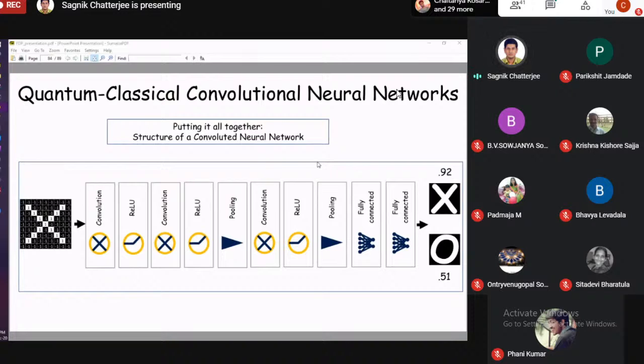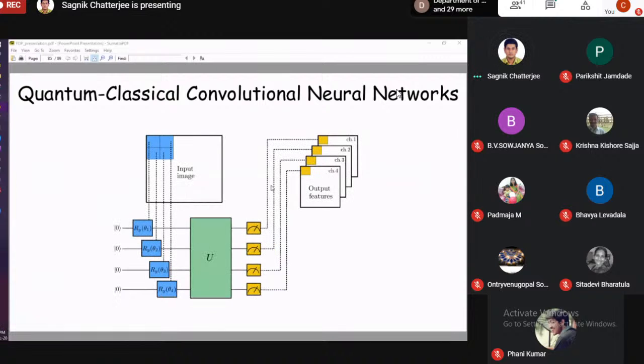On an X, it's a 0.92, on a 0, it's a 0.51. So we pick the higher value, we go with 0.92. So we have successfully identified our input image as an X. And this is something that can help you relate to what was happening.